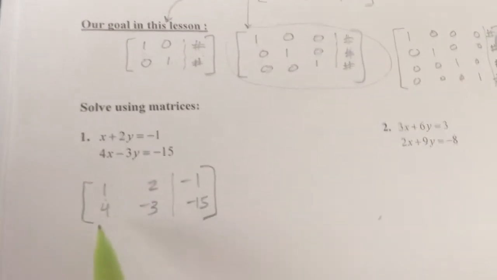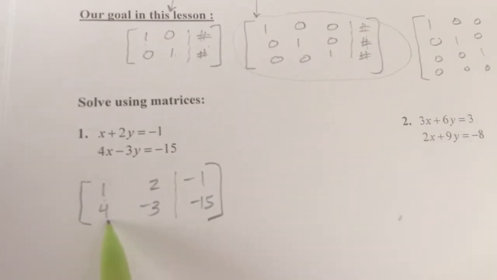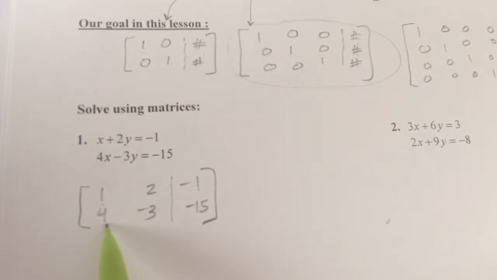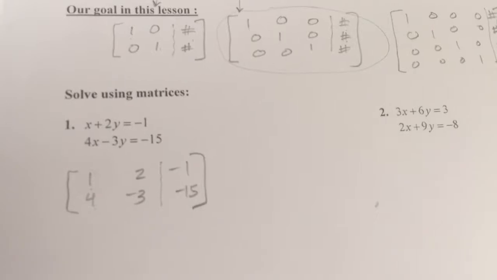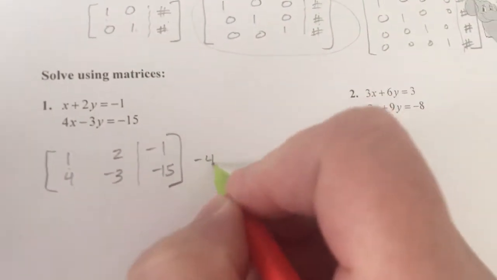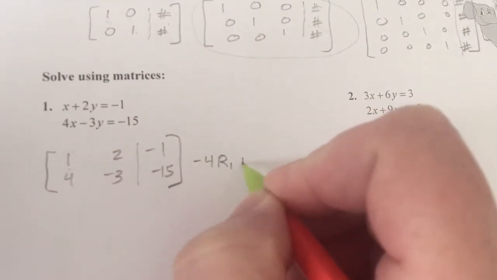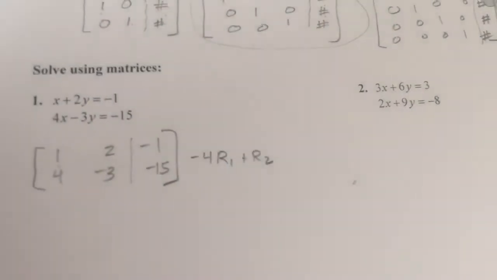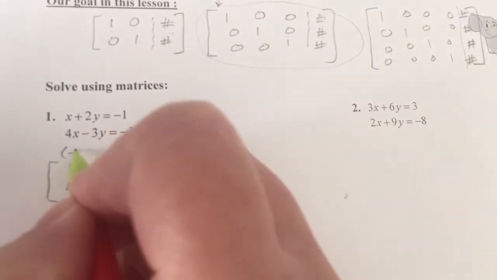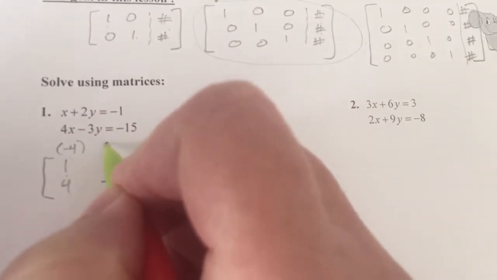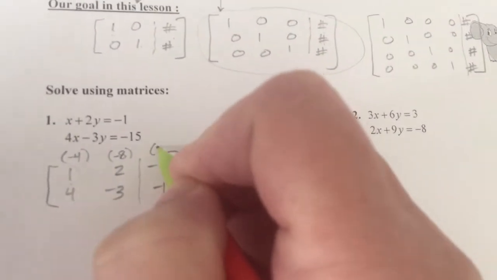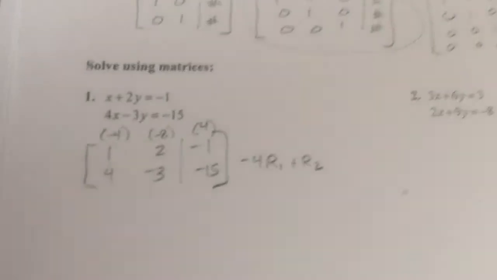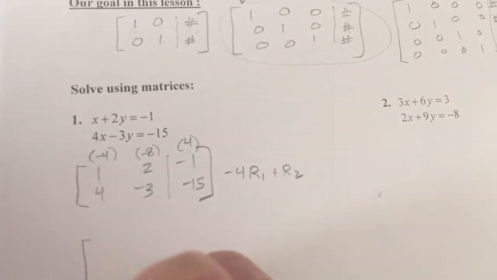So what we have to do is get this to be a 0, and we need to remember that is a 4x. So in order to make it a 0, we need to add a negative 4x. Where are we going to get a negative 4 from? We're going to say negative 4 times everything in row 1, and add it to row 2. So I'm going to multiply 1 times negative 4, which is negative 4, 2 times negative 4, which is negative 8, and negative 1 times negative 4, which is 4. And I put those numbers in parentheses.